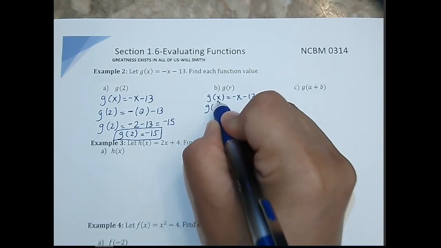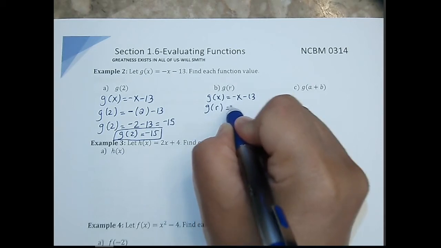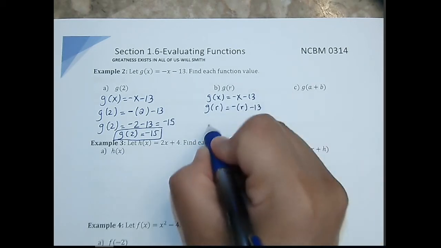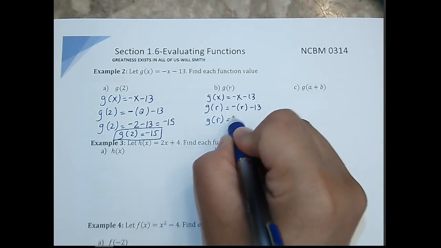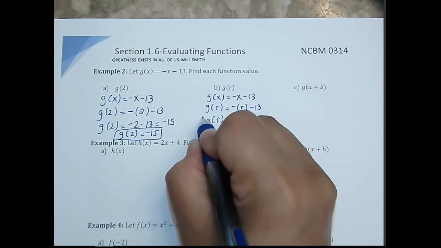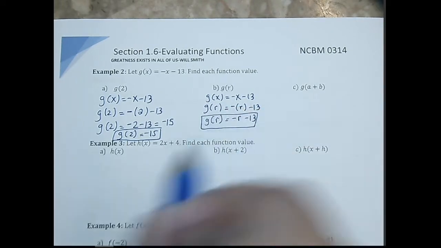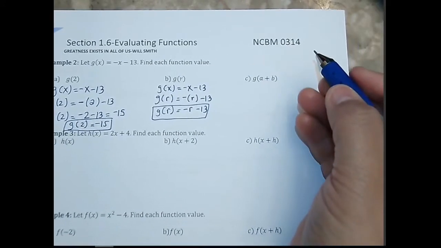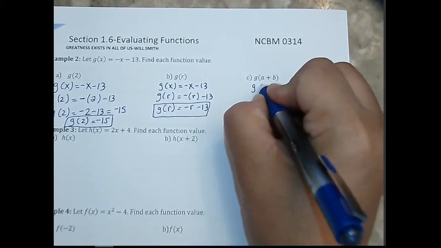So anywhere you see an x, we're going to replace it with r. So here's an x. I'm going to replace it with r. Negative times r is just negative r minus 13. And we cannot simplify further. So this would be our answer. Letter C.